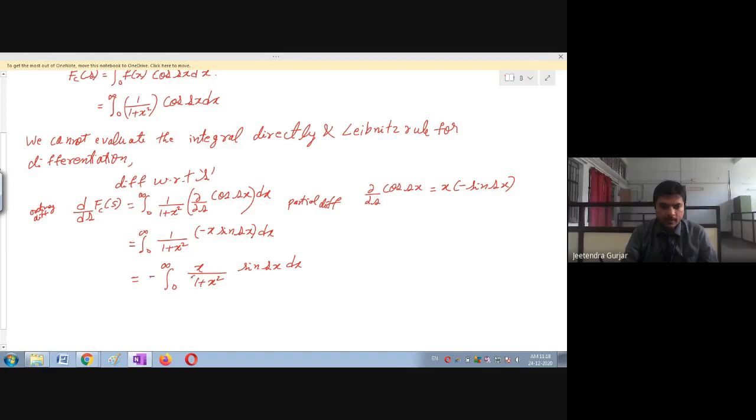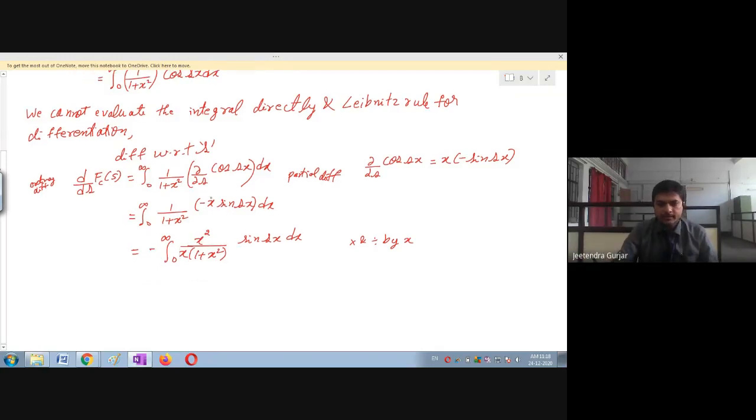For modification, because in the denominator we have x square, I will increase this power. I am going to multiply and divide by x. So this will become x square, and here I am going to take x. Is it clear? So see here, once again I will repeat.